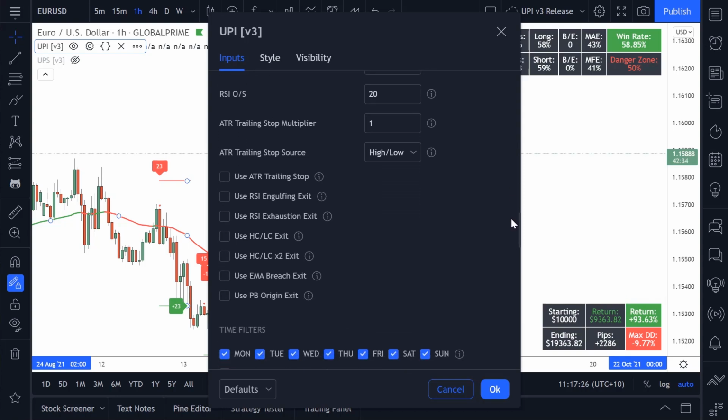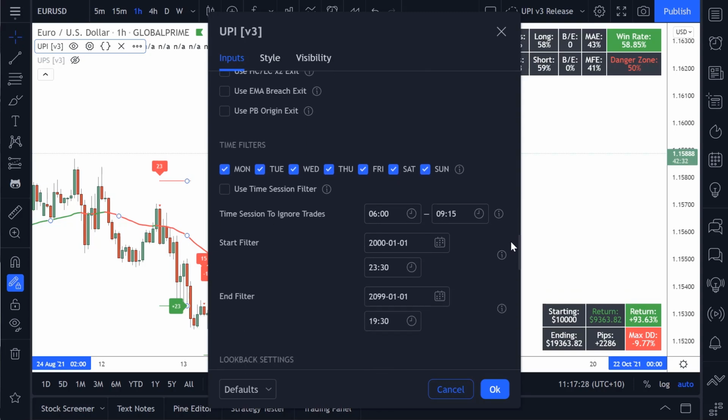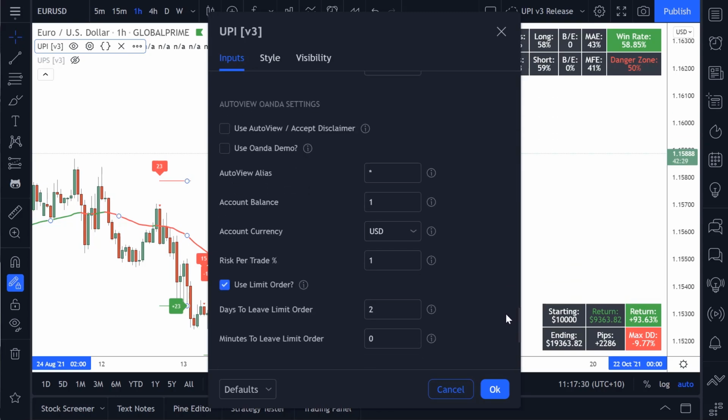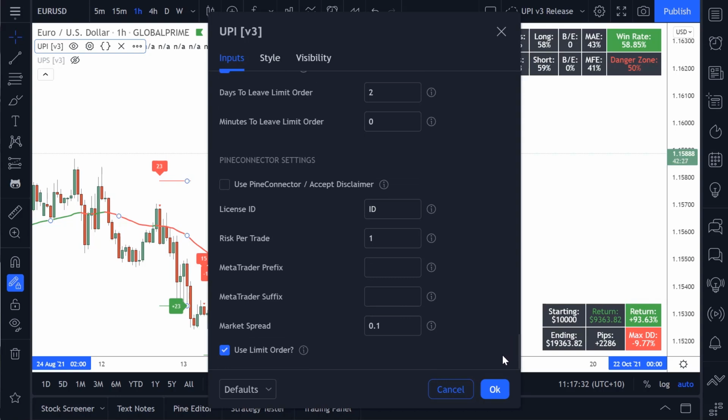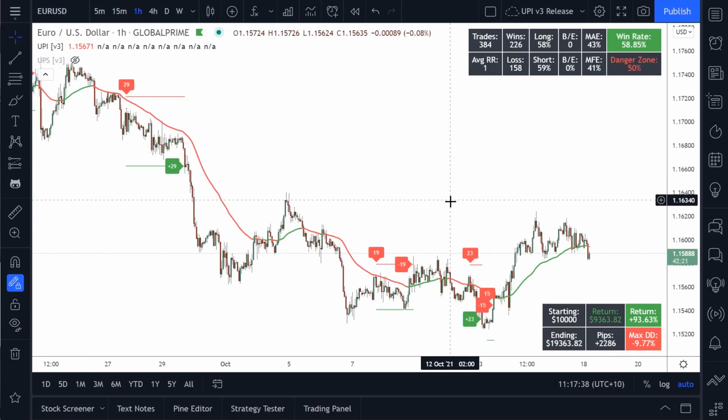It includes a bunch of new enhancements, improvements. It includes automated trading functionality through AutoView and PineConnector. It has everything you could ever want out of a pullback indicator. And if it doesn't have everything you want and you subscribe to it, shoot me an email and maybe I can add that feature to it.